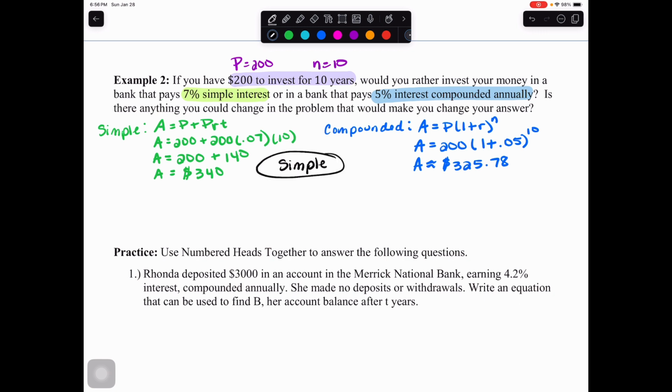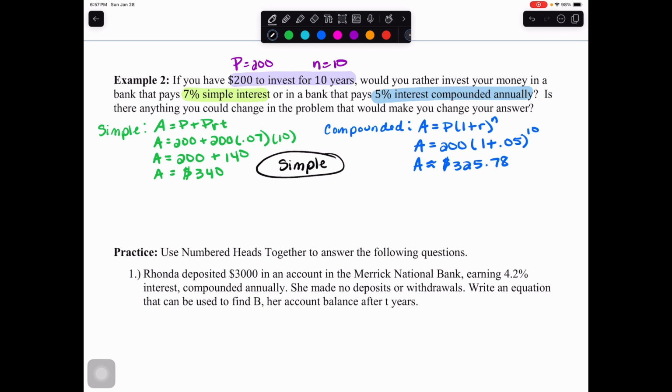However, it says, is there anything you could change in the problem that would make me change my answer? So yeah, 10 years is not that long, really. So the simple interest bank is looking better because it's not really that much time. If I wanted to change anything, I'd probably just have to invest longer, because the longer I invest, remember what happens when you are multiplying pattern. It grows slowly, but then as time goes on, it increases more rapidly.